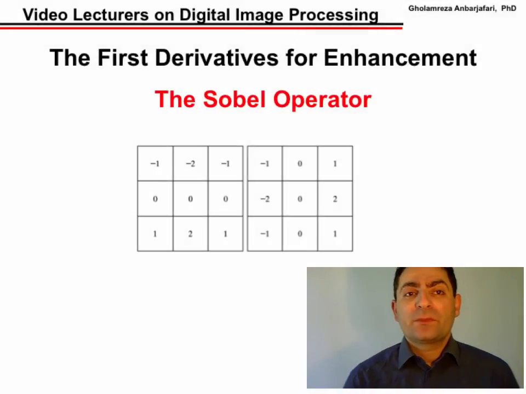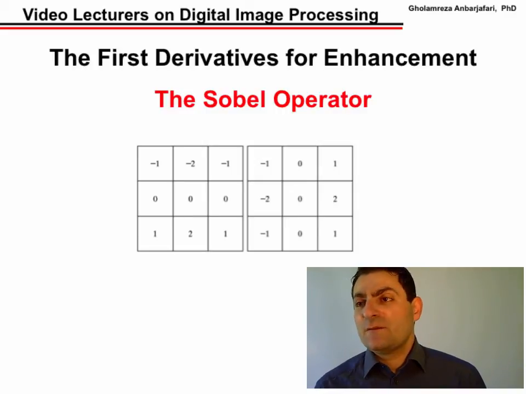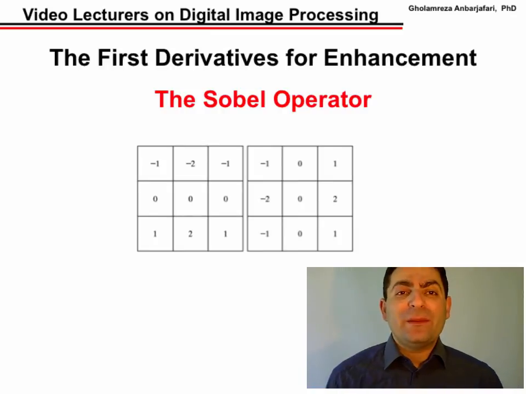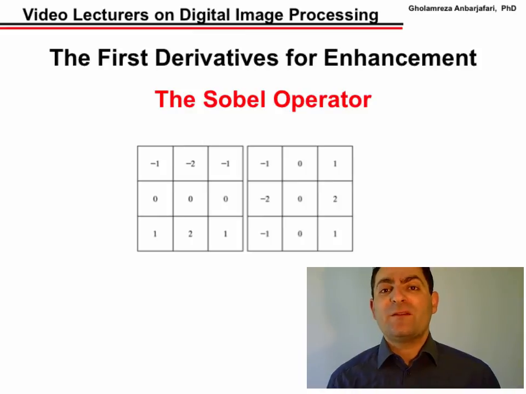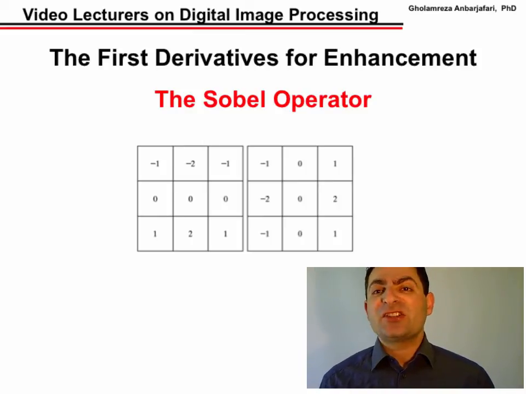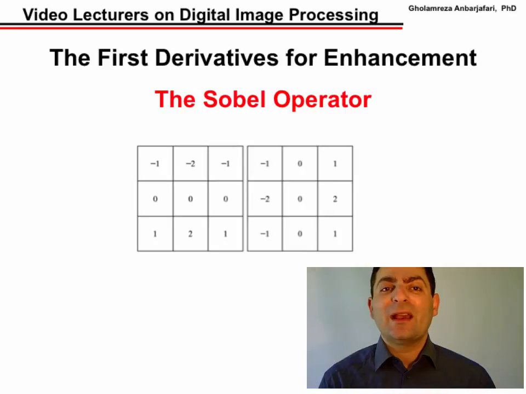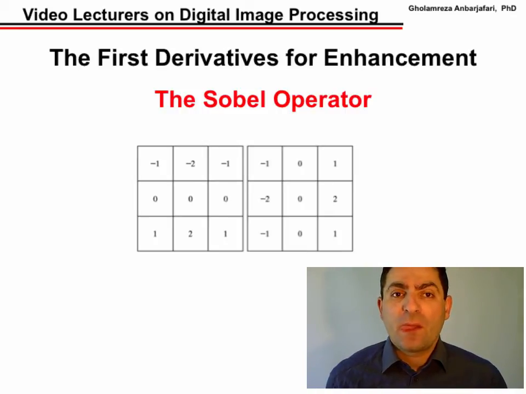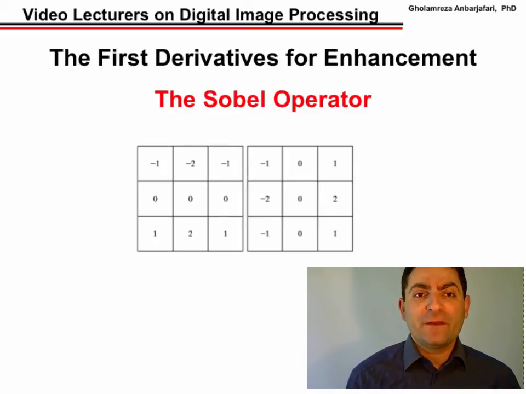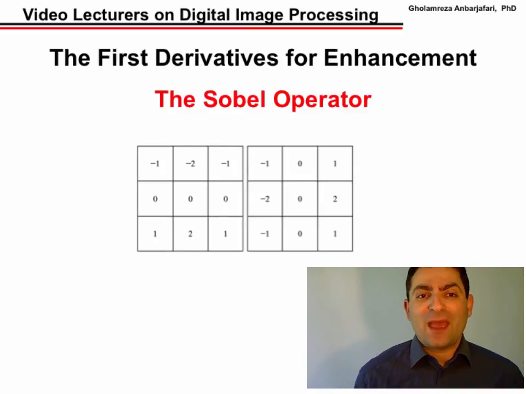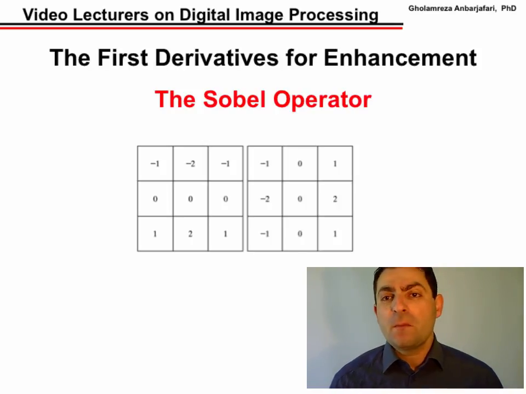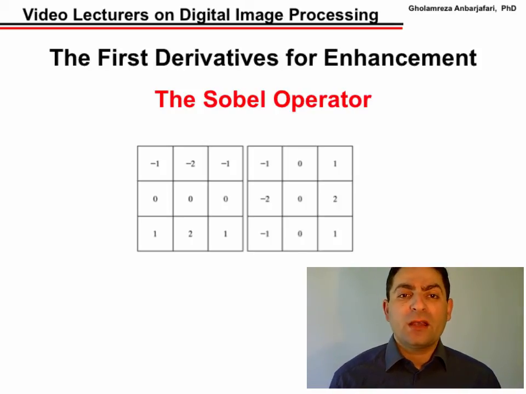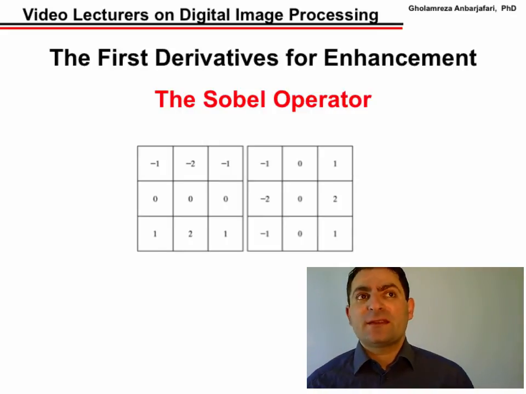Now, here you will see two masks which are known as the Sobel operator and can be used to implement the gradient operator. The idea behind using weight values of 2 is to achieve some smoothing by giving more importance to the center point. The mask on the left approximates the derivative in the x direction, and the one on the right approximates the derivative in the y direction.